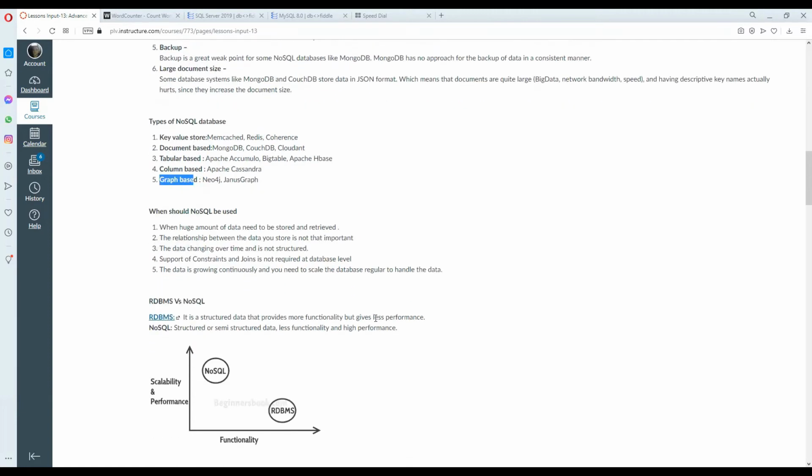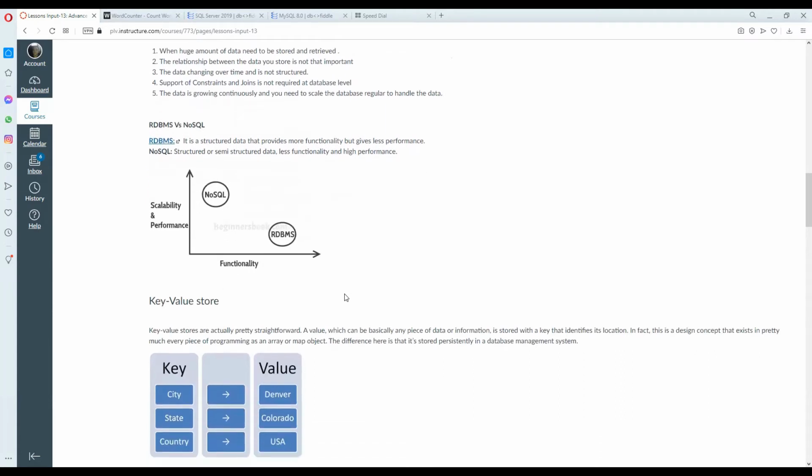When should NoSQL be used? When a huge amount of data needs to be stored and retrieved, the relationship between the data is not important, the data is changing over time and is not structured, and support of constraints and joins is not required at the database level. Also, the data is growing continuously and you need to scale the database regularly to handle the data.